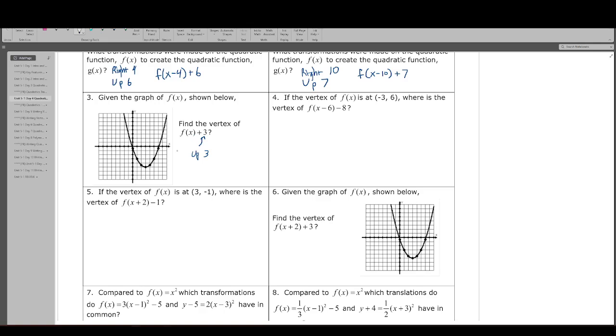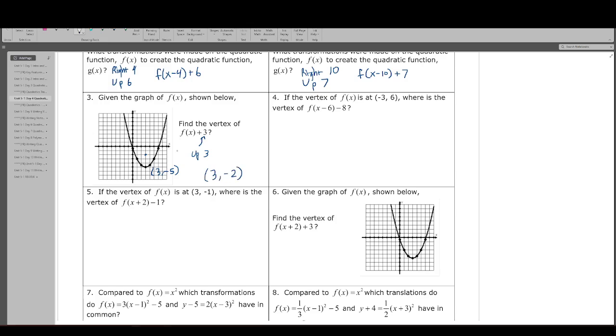So that means we just need to take our vertex, which, assuming this is counting by ones, is 1, 2, 3, 1, 2, 3, 4, 5. So we're currently at 3, -5. If we go up 3, we'll be right here at 3, -2. So our new vertex is 3, -2.